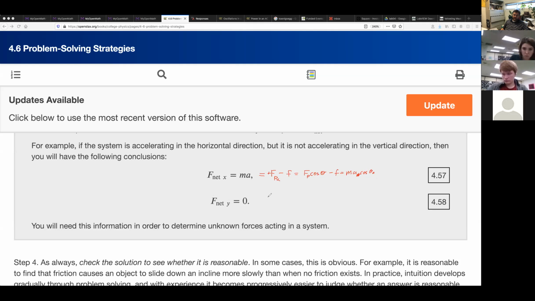And maybe this one, the net force in the y direction, is equal to the tension in the y direction, or maybe the normal force. Let's do the normal force just for fun.